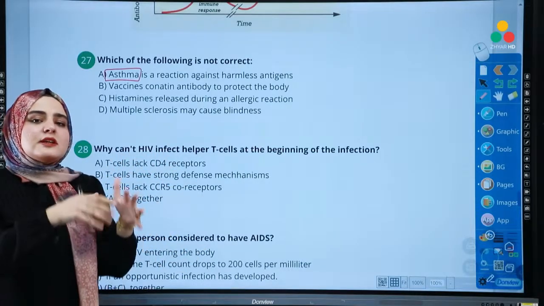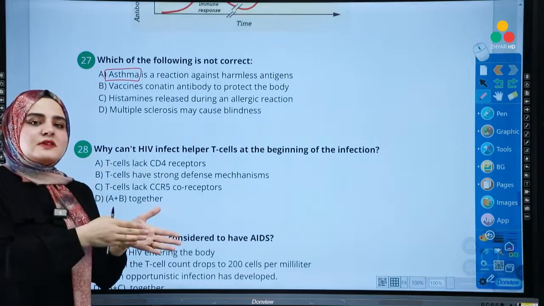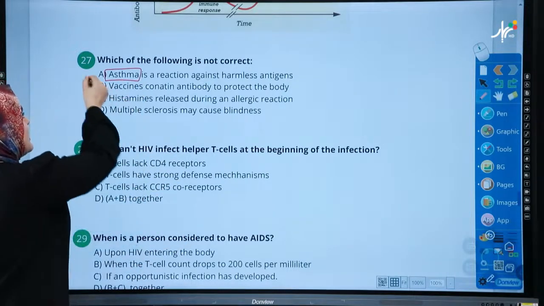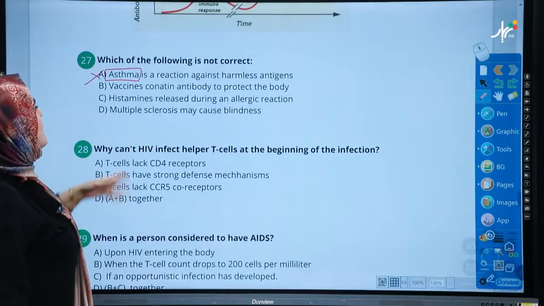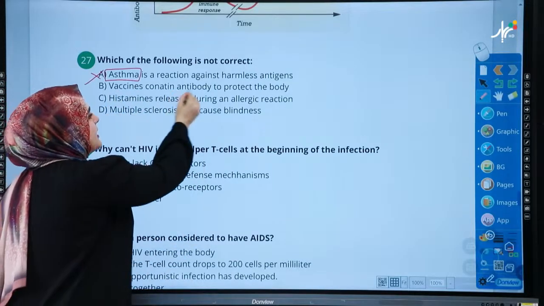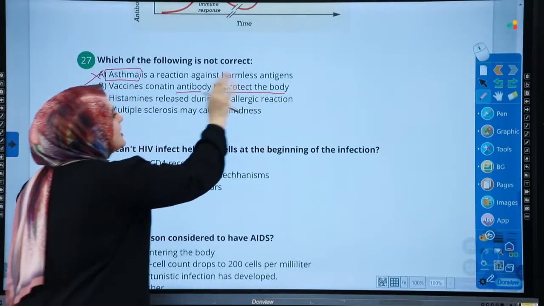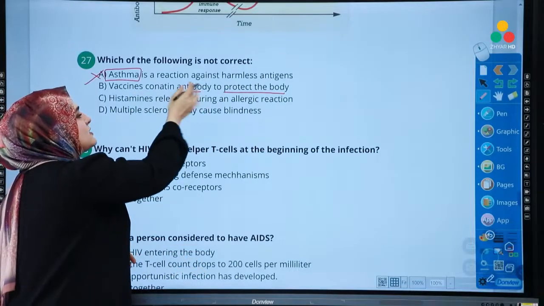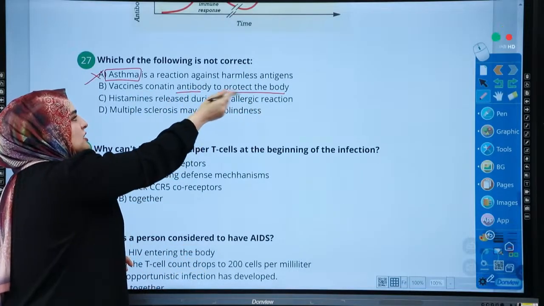It's actually something harmless that causes that. Asthma is one of them. So this is something correct. That means it's not our answer. Vaccines contain antibody to protect the body. This misconception is everywhere around. Vaccines don't have antibody for protection.